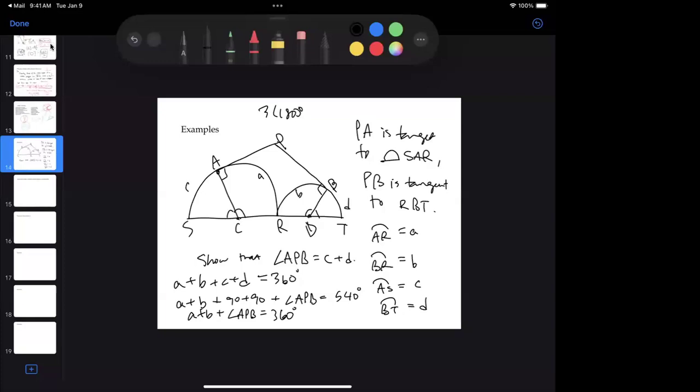Right? So what does this look like? This equation and this equation. This means that A plus B must equal C plus D, right?